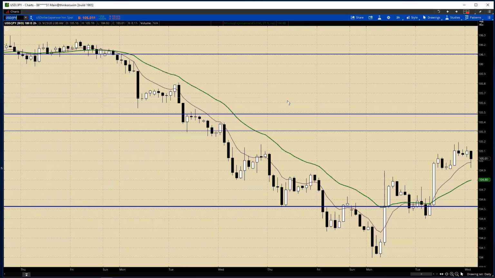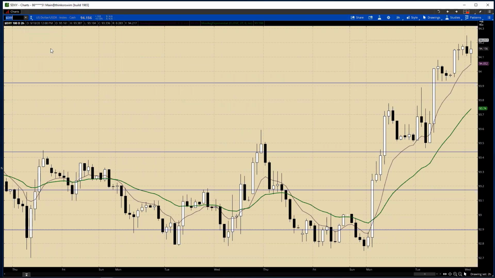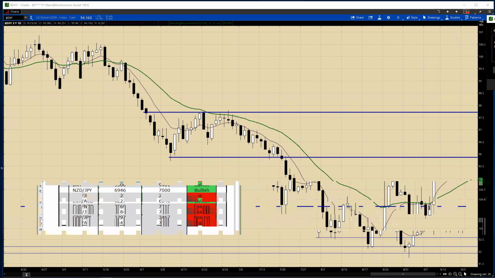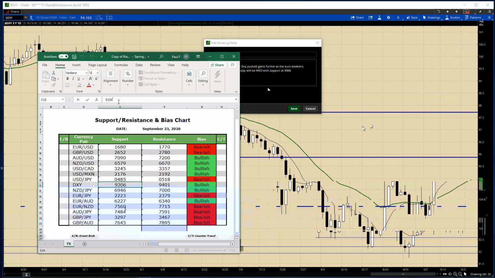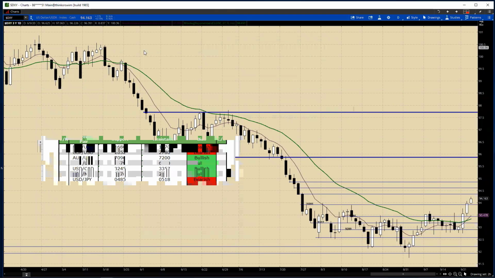Let's go to the cash dollar index. The dollar index pushed gains further as the euro weakens. Resistance on Wednesday will be 94.33, with support at 93.68. And 1 minute till UK data, PMIs. Let's go and move into the cross rates.